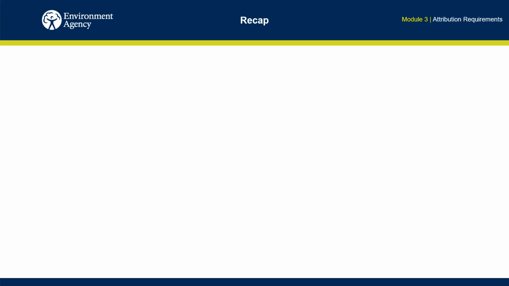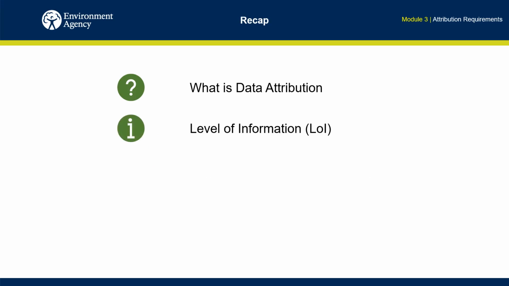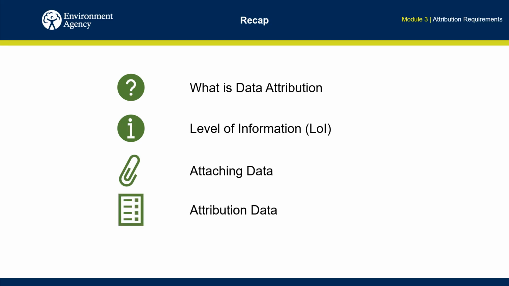In this module you have learnt about what data attribution is and why it is needed, how the level of information within graphical models develops through a project life cycle, how attribute data should be attached to models, and where information required to be included within models can be sourced.